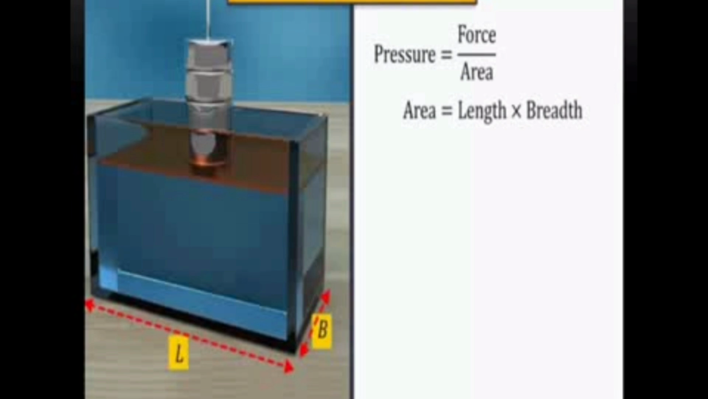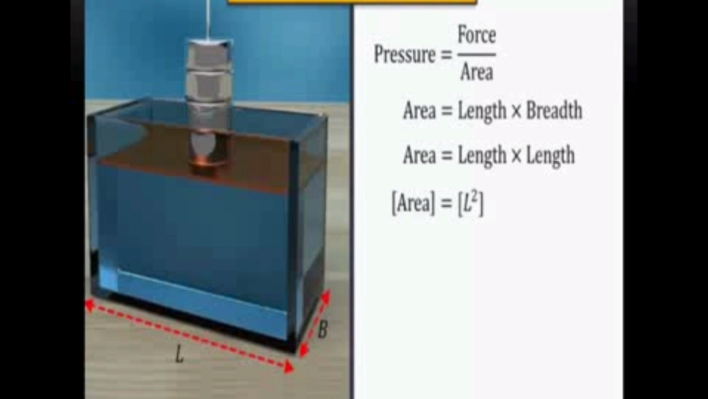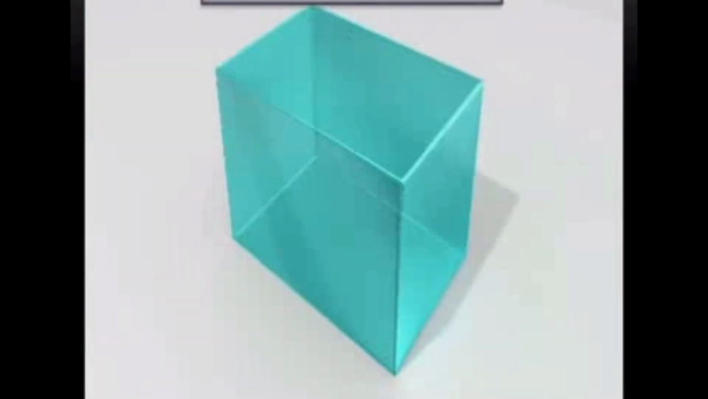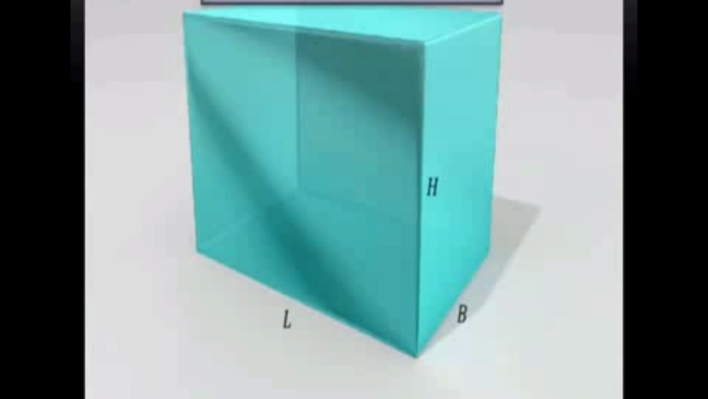The length and breadth are both measured as length, so we can write L for each. So area equals length into length, because breadth and length are both lengths. So area equals L square, and L square is the dimension for area. Force we already calculated as M L T power -2. Substituting these two values in the equation, pressure equals force per area, so L power -2. The L cancels in the numerator, and M L power -1 T power -2 is the dimensional formula for pressure.